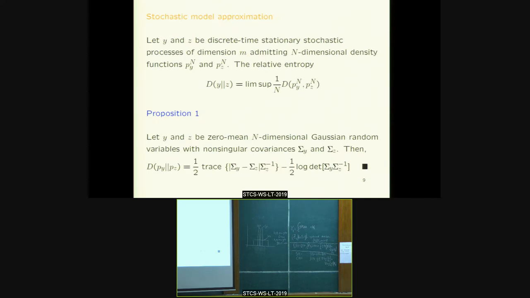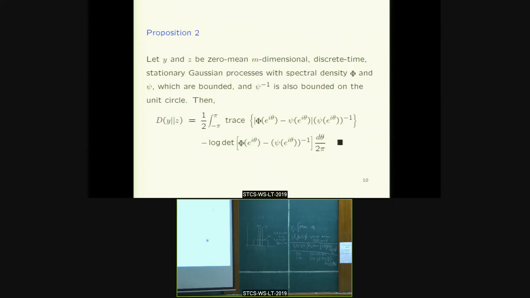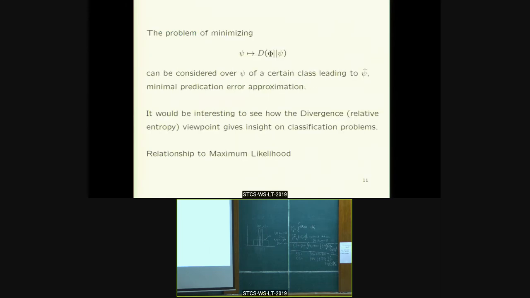Well, I did compute the relative entropy between stationary stochastic processes. So that's possible. But if you want to do model reduction using relative entropy, that seems to be a non-convex, highly non-convex problem. So that's the relationship to maximum and maximum. Okay, so that's one part of my talk.